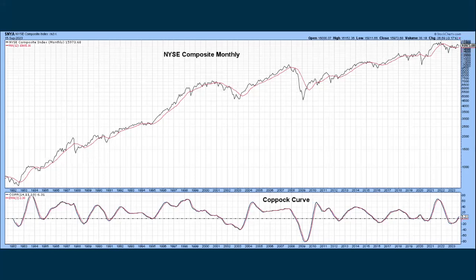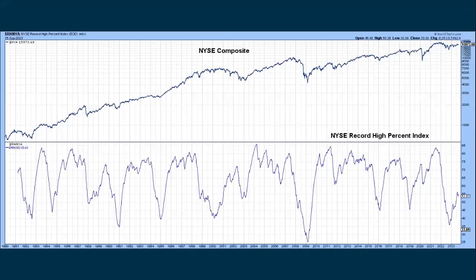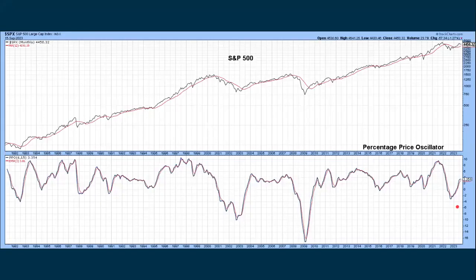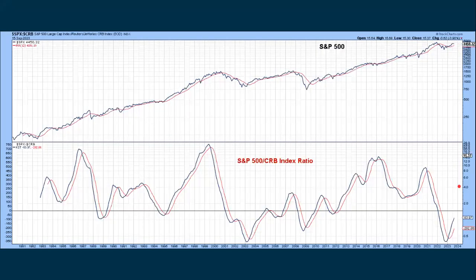We look at a monthly chart of the NYSE, and we're still above the moving average here, and the Coppock curve is still looking more positive. So longer term, broader range, we're still holding up, even though we're seeing some weakness. We also look at the NYSE record high percent index. It's turning down just a little bit, but it had been in a pretty solid uptrend. We look at the S&P on a monthly chart, which is still above the moving average, and we take the percentage price oscillator, and it's continuing to advance.